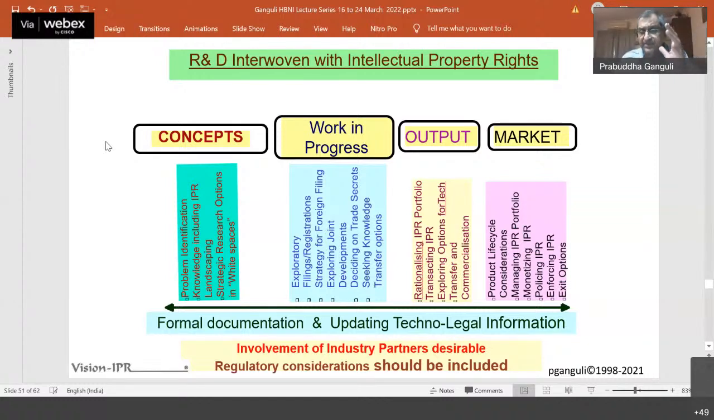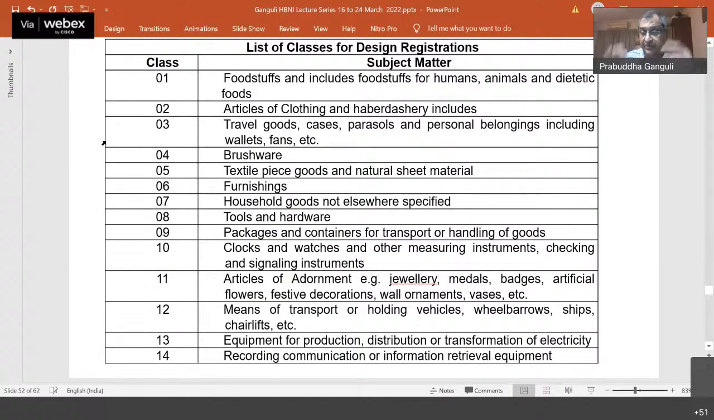But when you do design registration, mind you, different articles are classified into different categories, like foodstuff, articles of clothing, husbandry. We said this, and therefore there are different classes of designs. And therefore, if you want to protect your distinctive design in more than one class, then you have to go and file your design registrations in these different classes to get your protection.